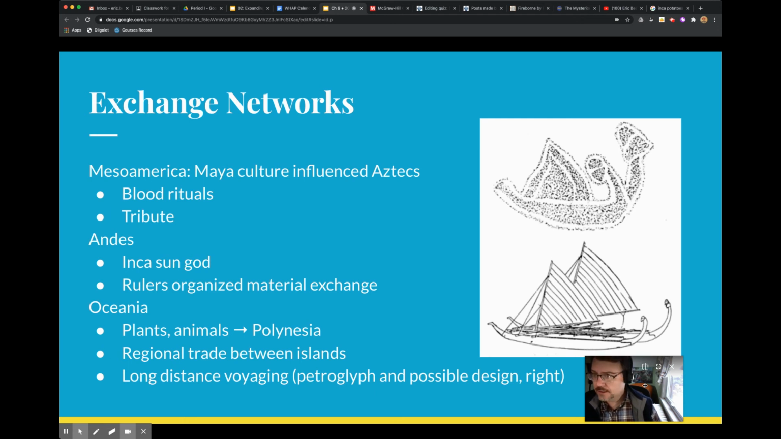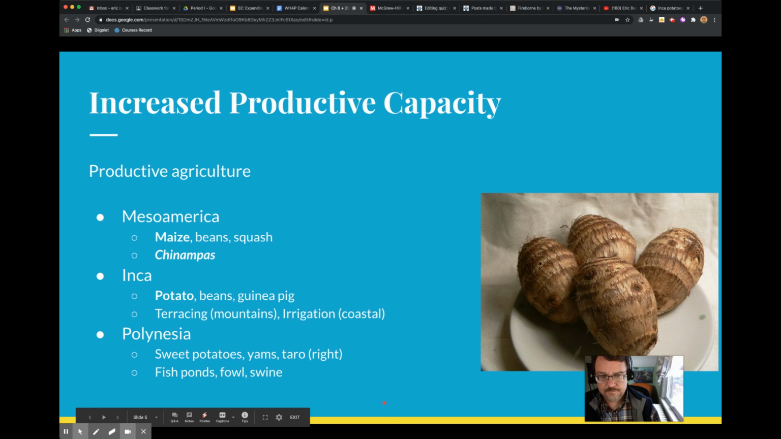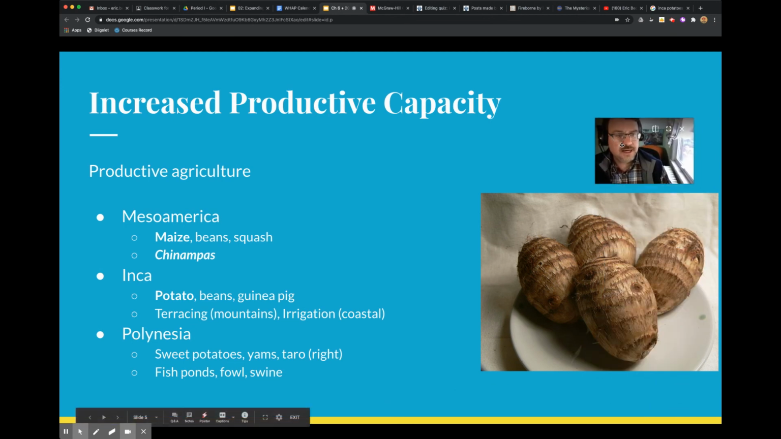Okay. In Oceania, the migrants brought with them plants and animals. These migrations then again led to the diffusion of biological material, which you'll see here, using these amazing double-hulled canoes. That was the migration technology. Increased productivity will be part of this as well.